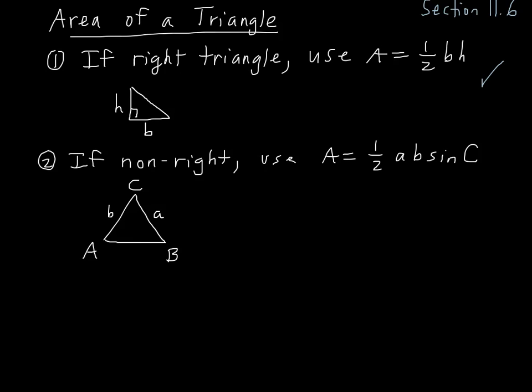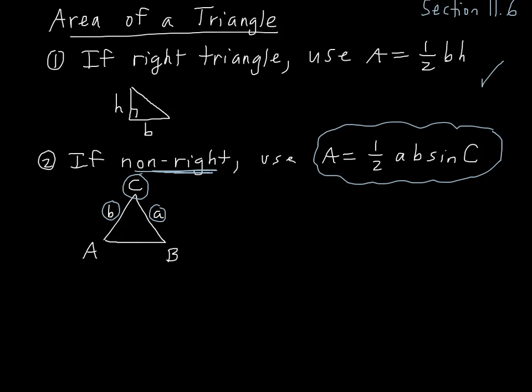Now, if it's a non-right triangle, then this is your formula, and once again this is given to you in your formula packet, so you want to make sure you see where that is. Alright, so 1/2 AB sine C. A and B are the sides surrounding this angle.